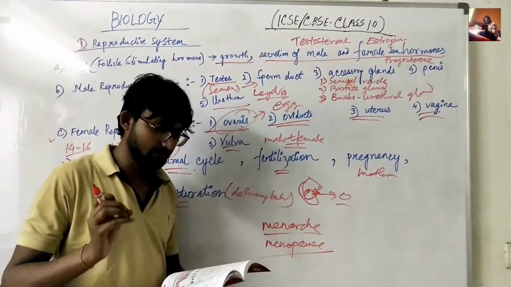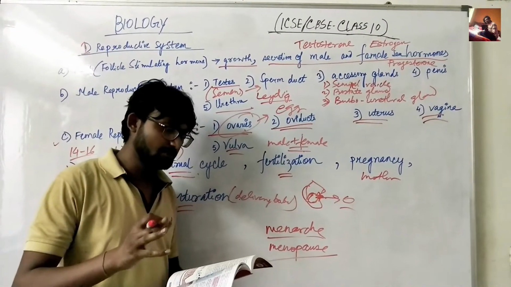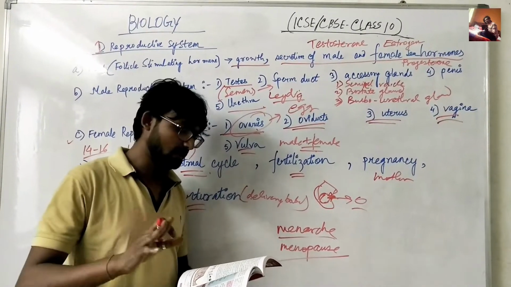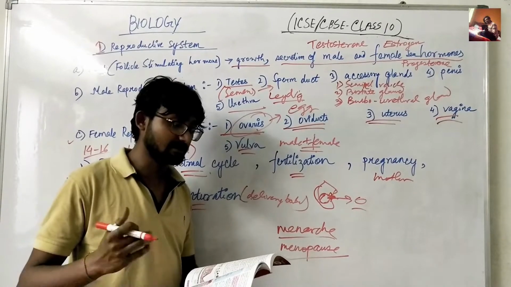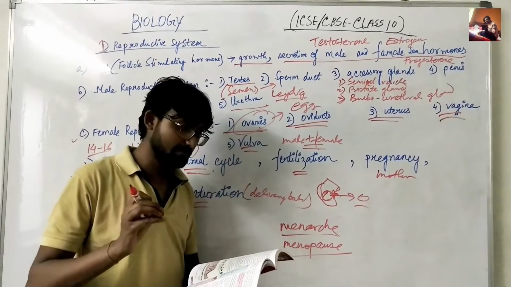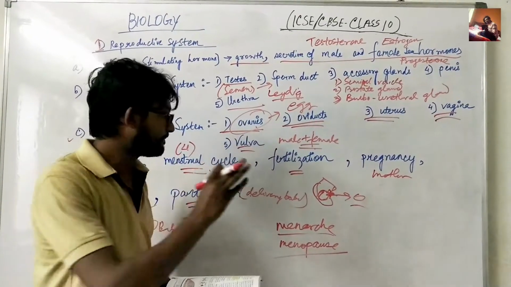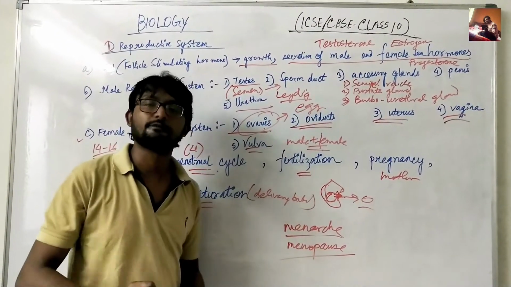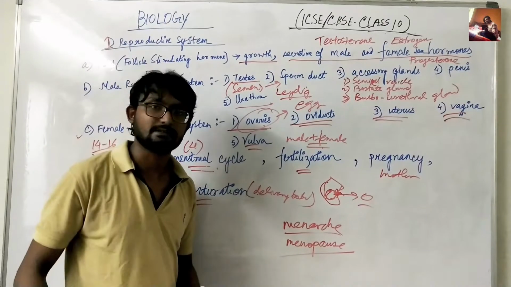Then the follicular phase, where the ovum is being produced by the ovary, with hormones like estrogen and progesterone acting. Then comes the ovulatory phase, around the 13th or 14th day. This is the main part: the follicle ruptures and the ovum comes out. So it is the best time for fertilization to produce a fetus.